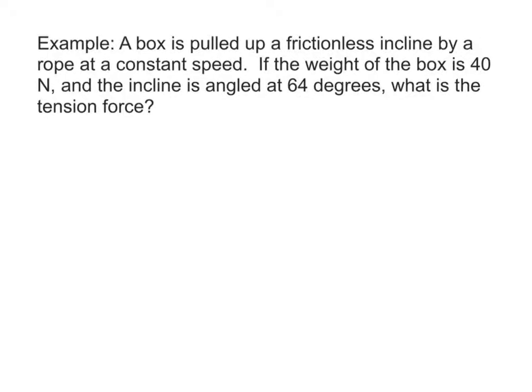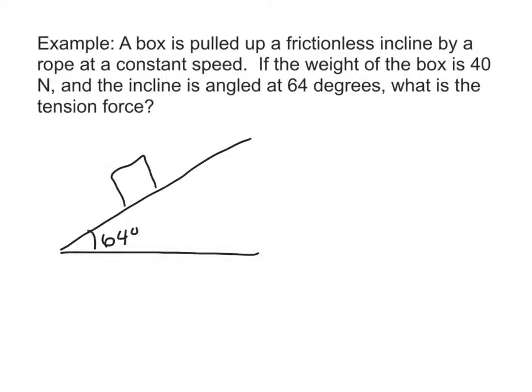A box is pulled up a frictionless incline by a rope at a constant speed. If the weight of the box is 40 newtons and the incline is angled at 64 degrees, what is the tension force? So, diagram. We've got our incline, 64 degrees, and you've got your box being pulled by a rope up that incline.